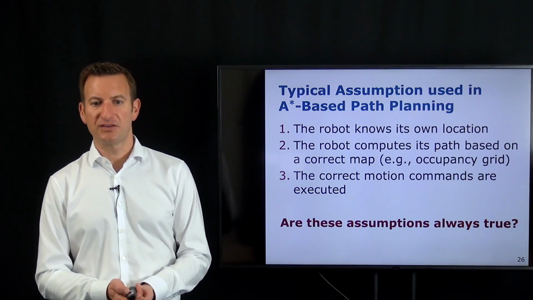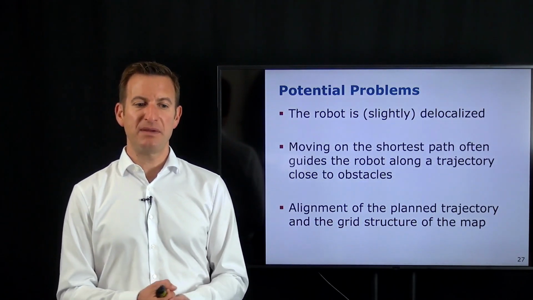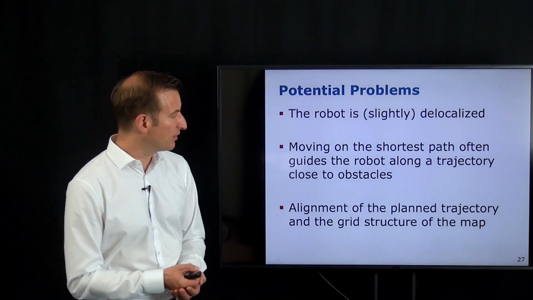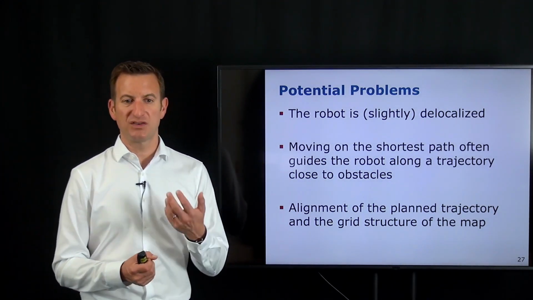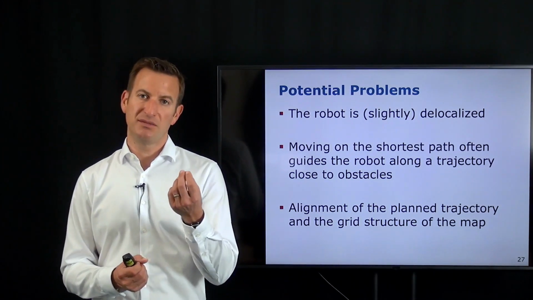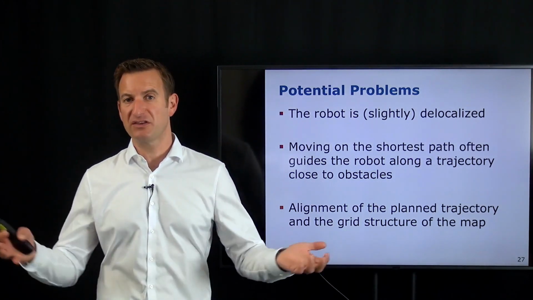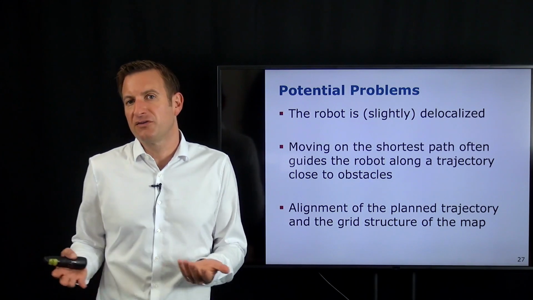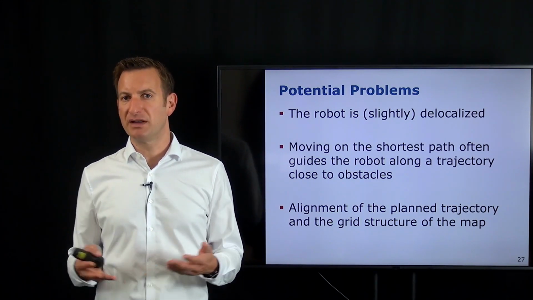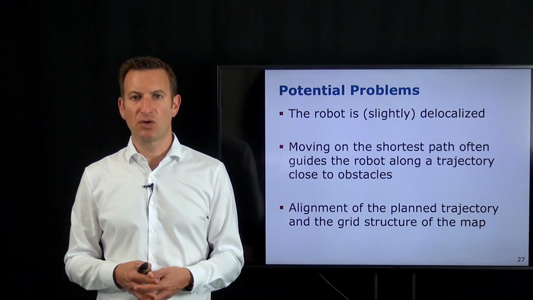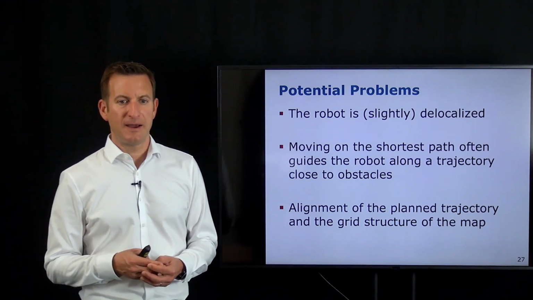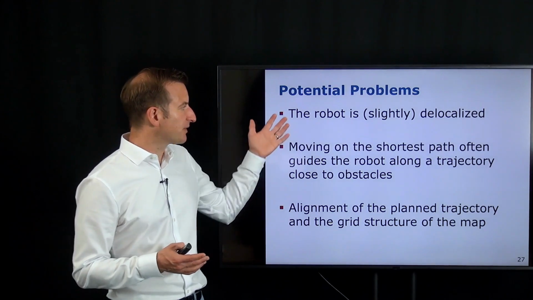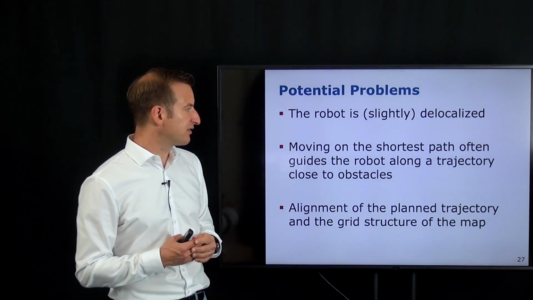So there are different things that can happen. For example, the robot may be slightly delocalized. So the robot may be at a location which is not the actual location where it thinks it is. Maybe it's 10 centimeters off. 10 centimeters off may not be a problem in large spaces, but if you need to navigate through a doorway, 10 centimeters off can be actually problematic.